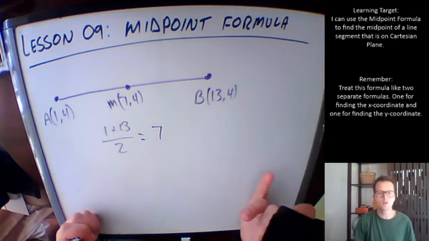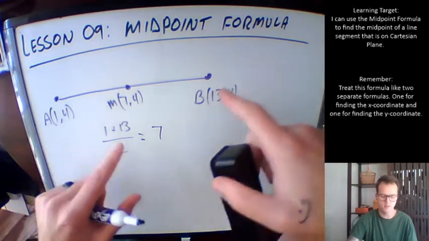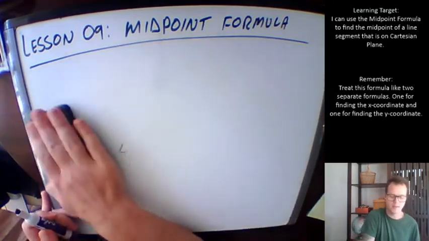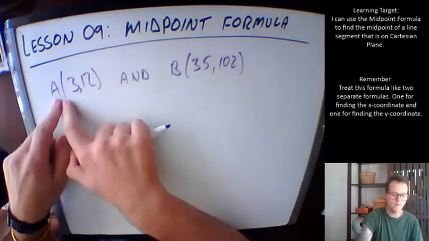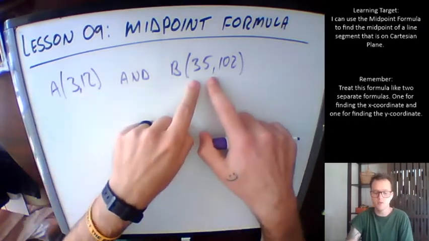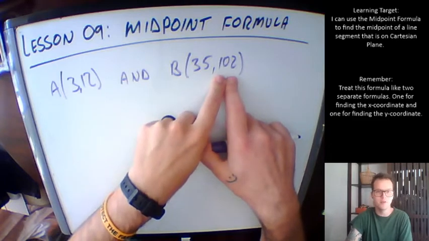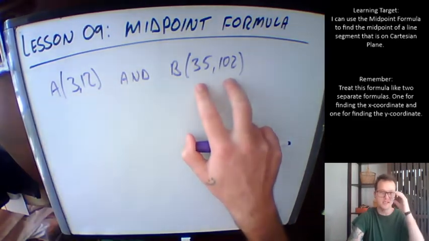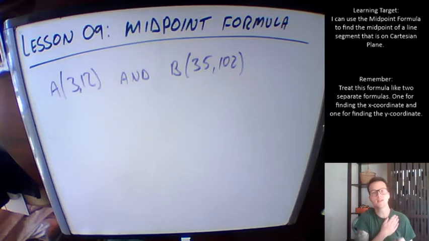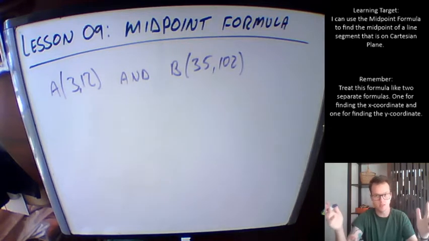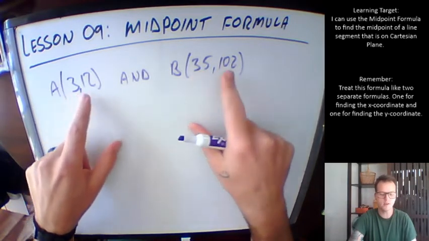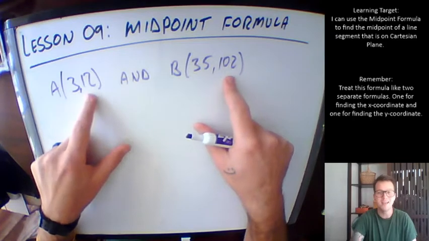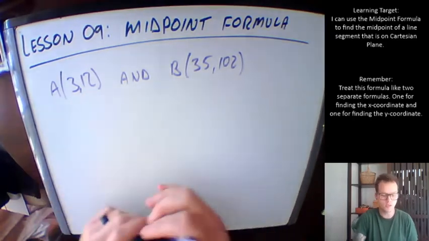The same thing is true with a vertical line, except instead of messing with the x values, we'd be looking at the y values. Okay, now let's look at these points here. We have A, which is at 3, 12, and B, which is at 35, 102. These are the x and y coordinates of both of these. Now, our task is to find the midpoint between these 2 points on the Cartesian plane. This one's going to be a little bit more challenging because now we need to find the mean of the x values and then the mean of the y values. And really, that's all we need to do. So let's make that happen.